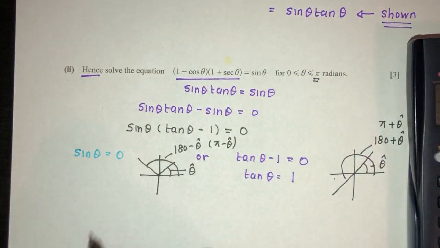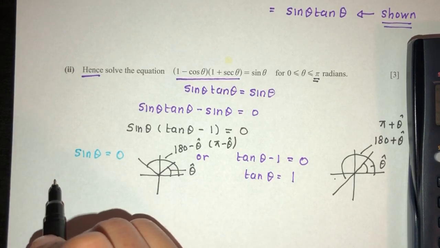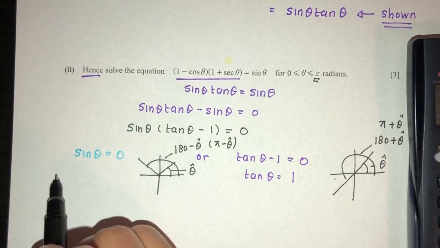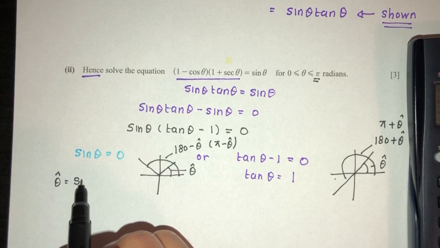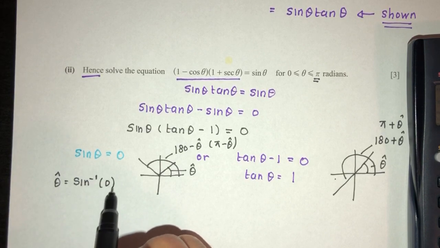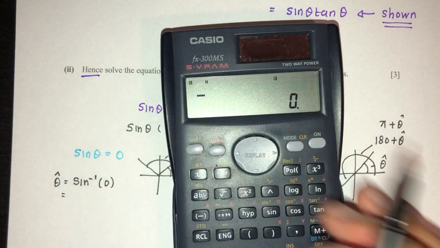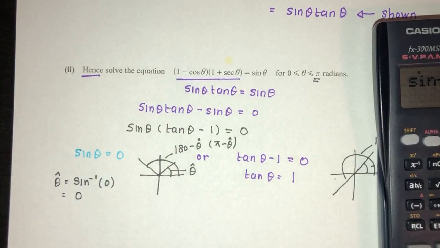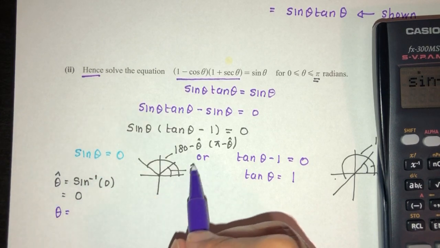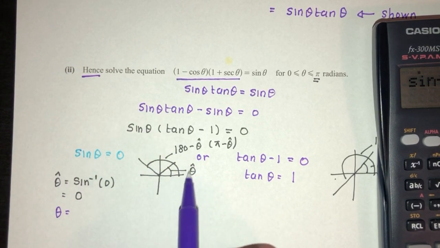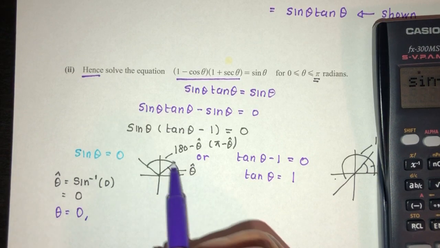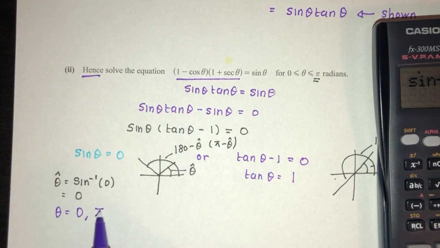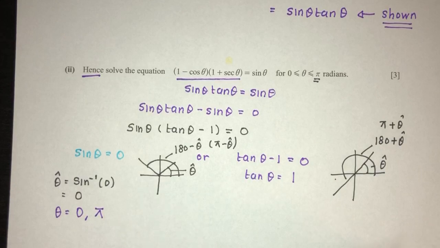Okay. Now first things first, to find the value of theta, we first have to find the value of theta hat. That will be sine inverse of 0, which is 0. Okay. So now we can find the value of theta. According to your quadrant, theta is equal to 0, but also pi minus this, which is pi. Now, same steps.